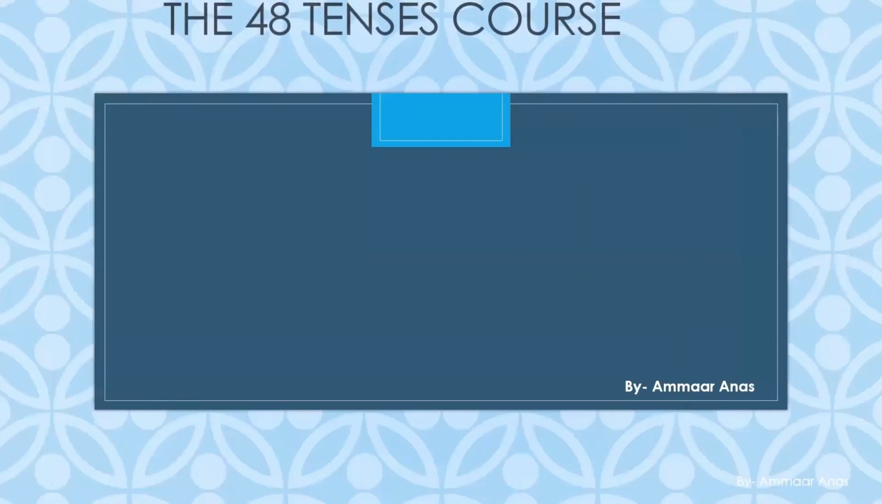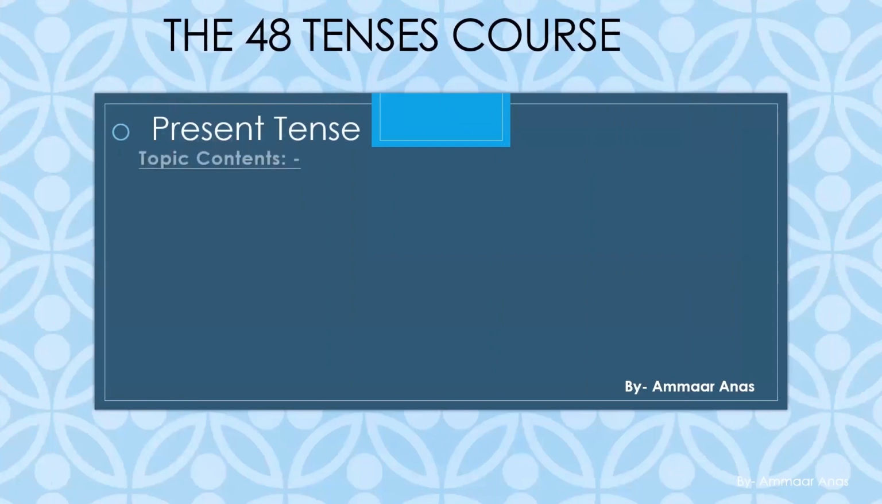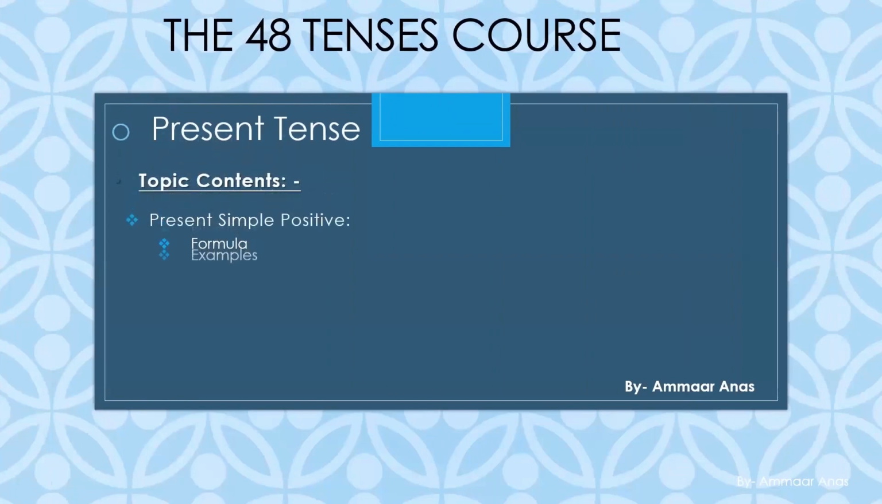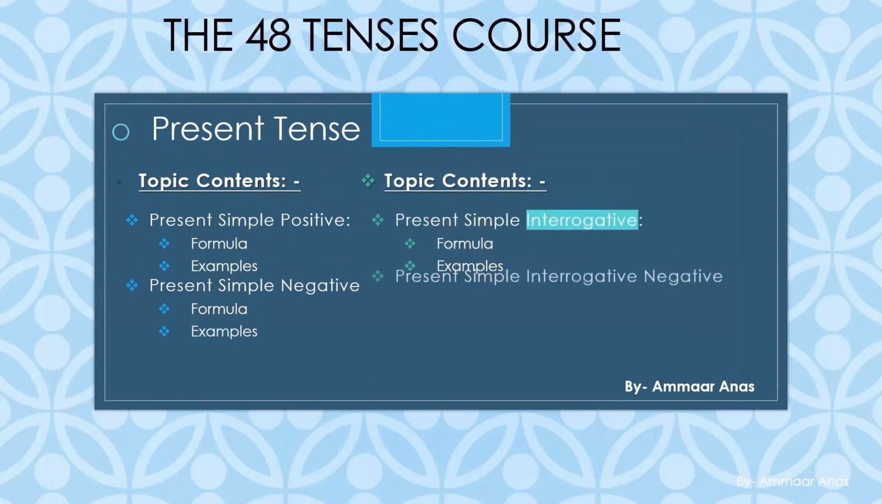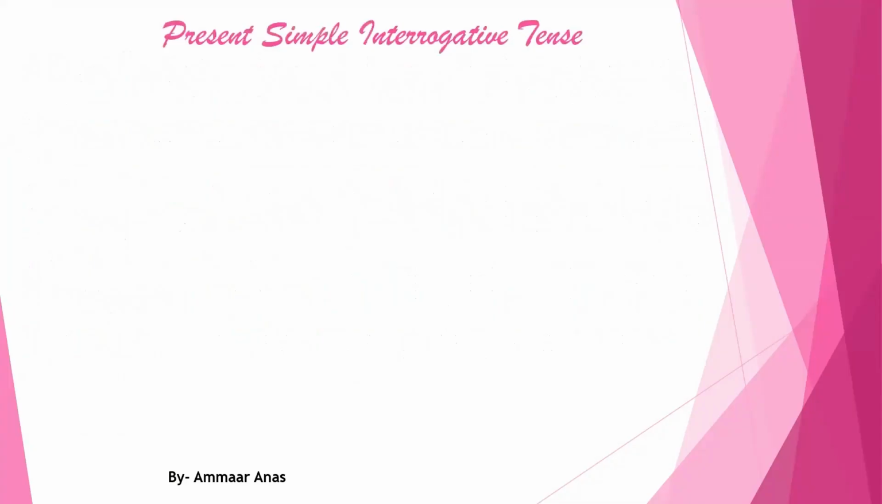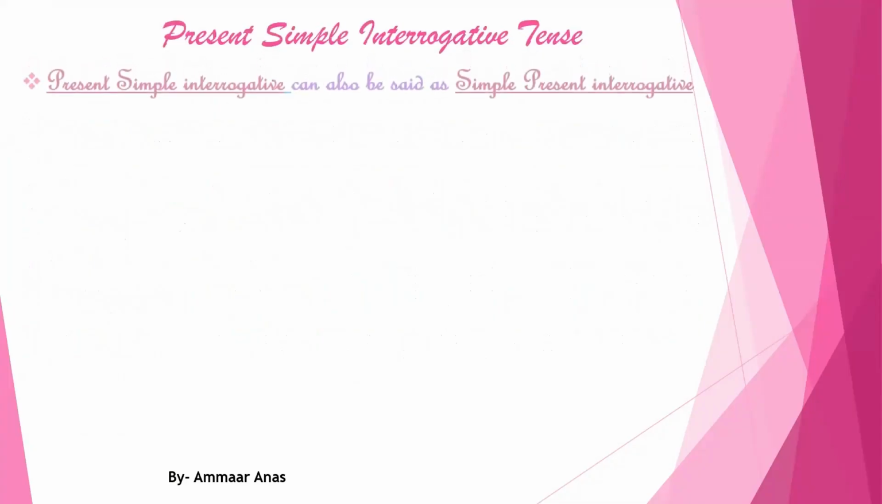Let's begin. Before we go into the present simple interrogative tense, let's have a look at what we have completed. We have completed the two intro videos for the 48 tenses course, and we have completed the present simple, positive and negative. Today we'll be looking into the present simple interrogative. So let's begin. Present simple interrogative tense.